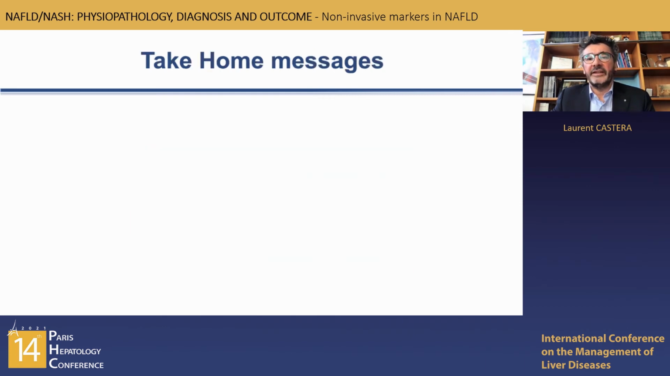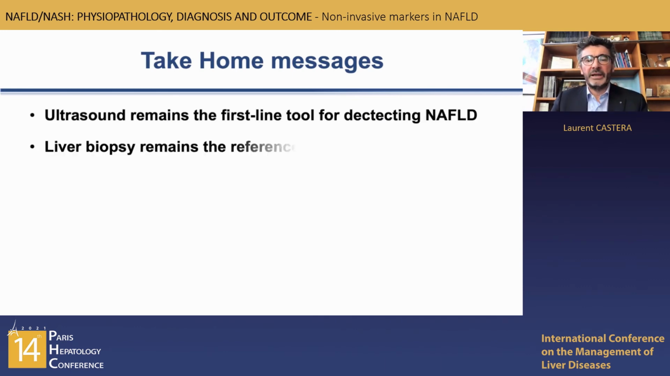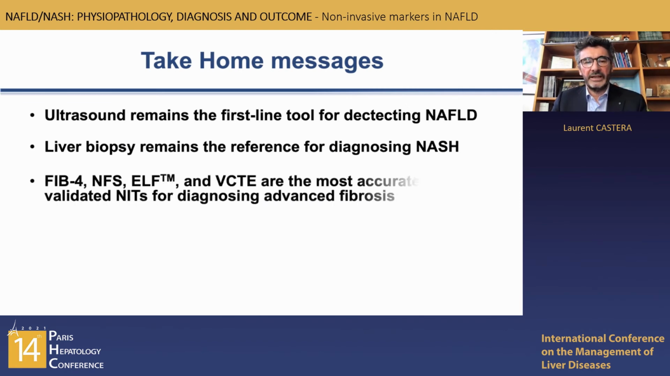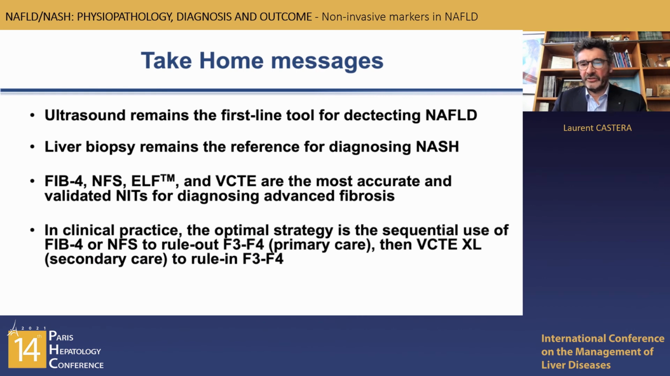So these are my take-home messages. Ultrasound remains the first-line tool for detecting NAFLD. Liver biopsy remains a reference for diagnosing NASH. FIB-4, NFS, ELF, and VCTE are the most accurate and validated non-invasive tests for diagnosing advanced fibrosis. The optimal strategy is a sequential use of FIB-4 or NFS to rule out F3, F4, then VCTE using the XL probe to rule in F3, F4.